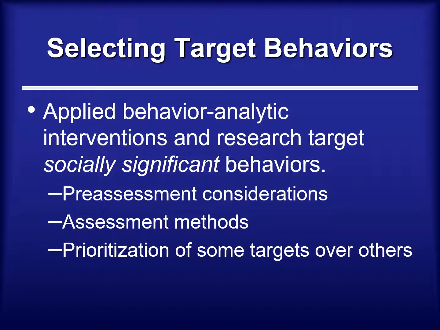So, we've talked about how to define a specific behavior, but to recap, applied behavior analytic interventions and research target socially significant behaviors. Socially significant behaviors are those that allow for habilitation. For example, language, social, motor, and academic skills that contact reinforcement and avoid punishment in the natural environment. How are those selected? Here we'll discuss pre-assessment considerations, assessment methods, and prioritization of some targets over others.